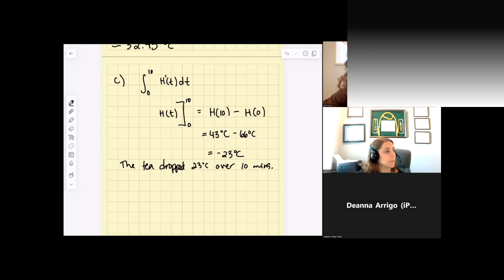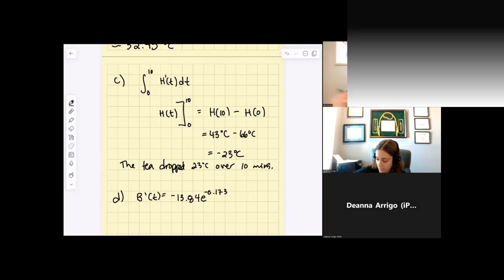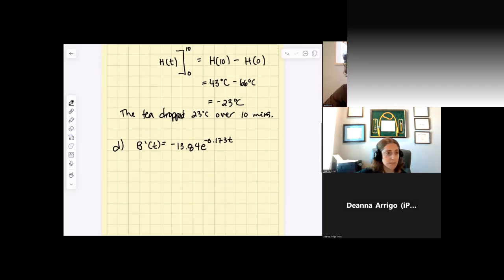Okay, part D says at time t is 0, biscuits with temperature of 100 degrees C were removed from the oven. The temperature of the biscuits at time t is modeled by a differentiable function b, for which it is known that b prime of t is equal to negative 13.84 e to the negative 0.173 t. Using the given models at time t is 10, how much cooler are the biscuits than the tea? So they really are checking if you're paying attention to what they're asking.